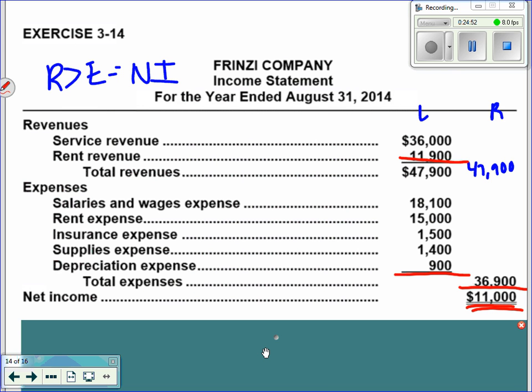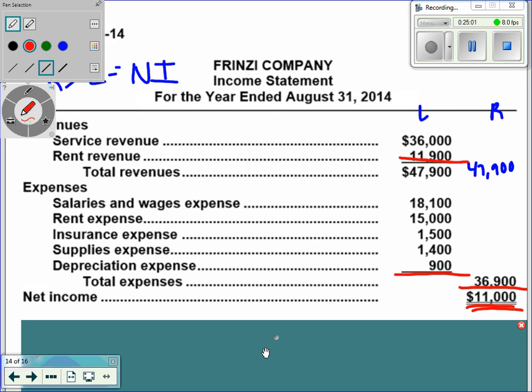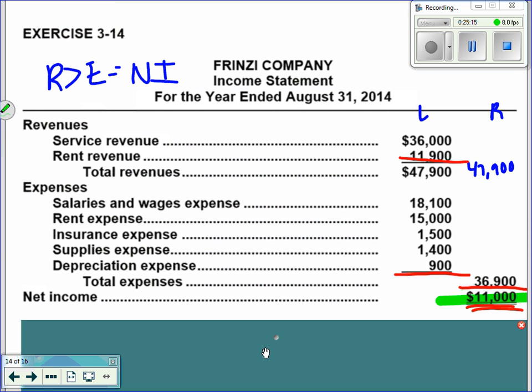If Jen Salvi has enough highlighters for all of you, or if you have your own, here's where you'd want to highlight that $11,000 because that is going to get time warped, sucked over to one of the other financial statements that we're about to do.